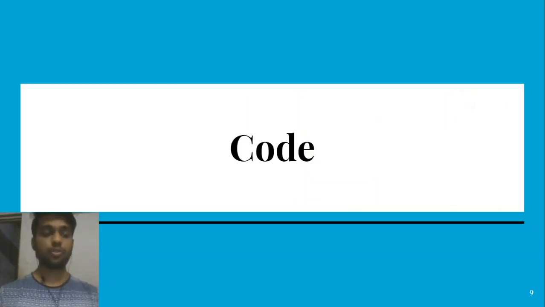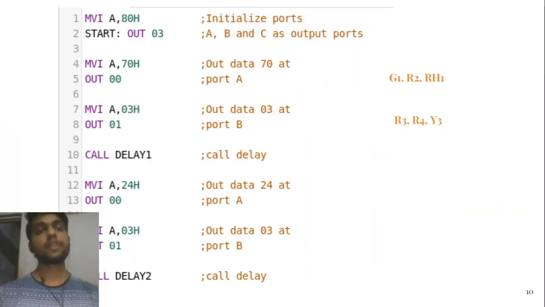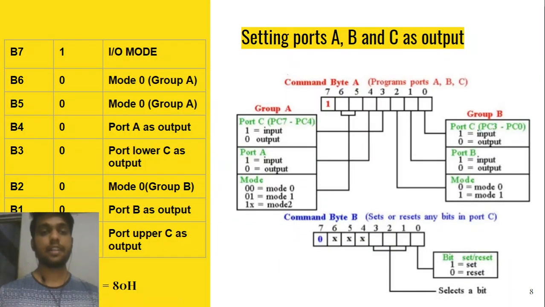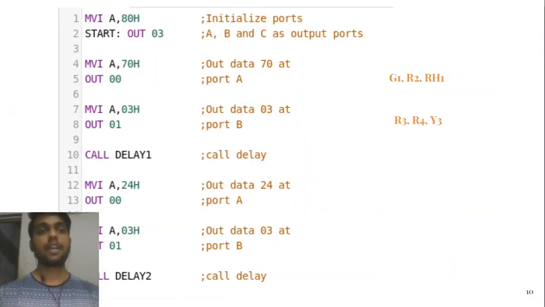So let's move to the coding part. The first step in the coding part is giving that control word to the 8255. As we saw in this slide, the control word is 80H for our operation. So we'll feed 80H into the A register and then output that to the 8255. After that, we'll start only one road and close all the others. So first of all, we'll give access to the G1 road and block all other roads.